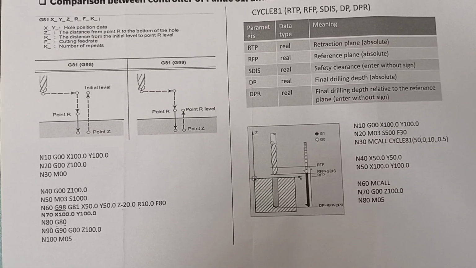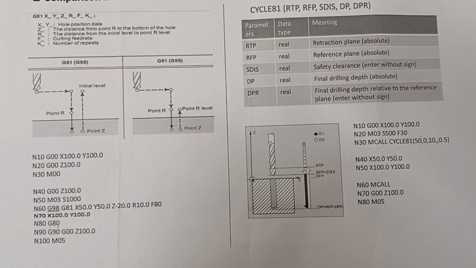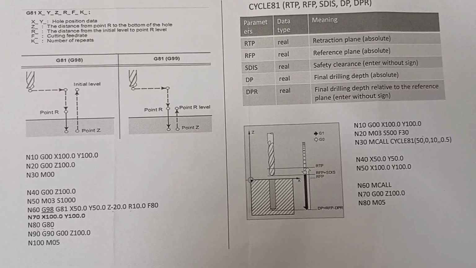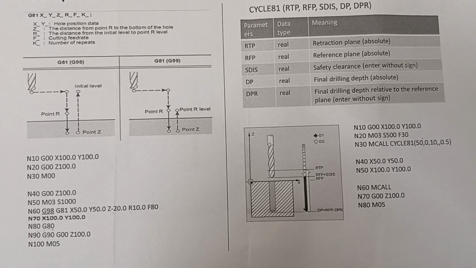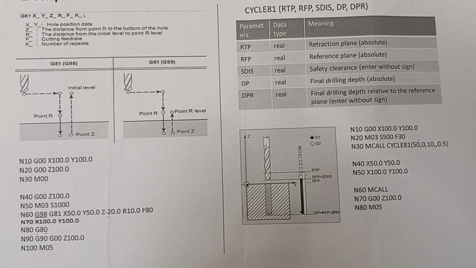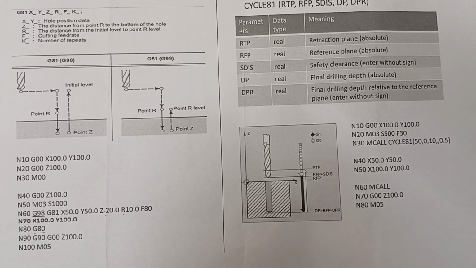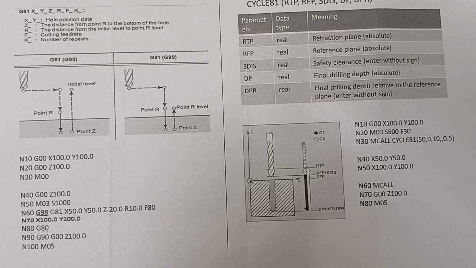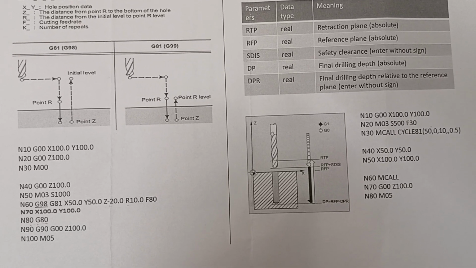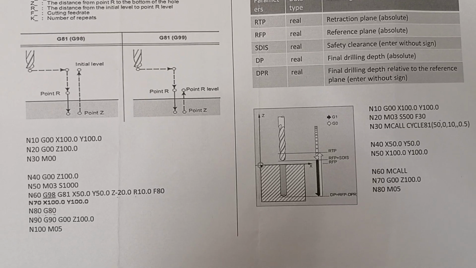On the left side of the part, you can see the G81 parameters X, Y, Z, R, F, and K. X, Y is the hole position. Z is the distance from the point R to the bottom of the holes. R is the distance from the initial level to the point R level. F is the cutting feed rate. K is the number of repeats.